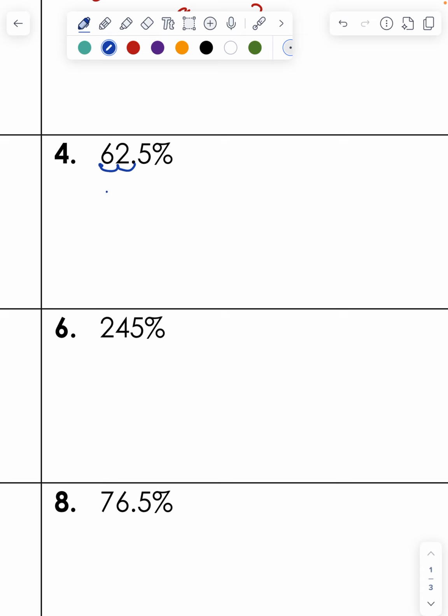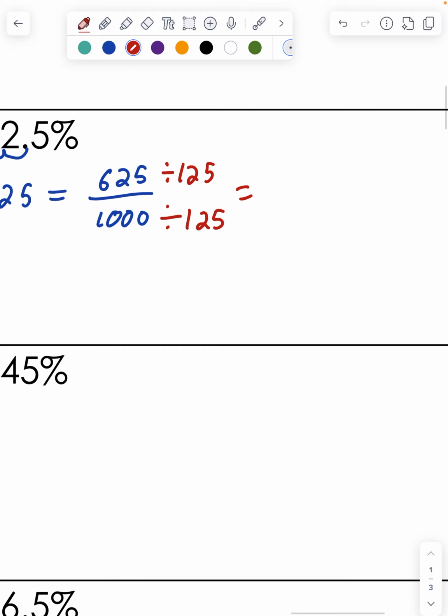Next one, we have 62.5%. Move over the decimal. This turns into 625 thousandths. I'm going to write it just how I say it, 625 thousandths. And from there, what I would imagine most people do is either divide by 5 or divide by 25. But what we can actually do right here is divide by 125. I don't expect you to know your 125 math facts, but if we divided by 5, we would have seen that we could divide it by 5 again. From there, we end up with 5/8 as our answer.